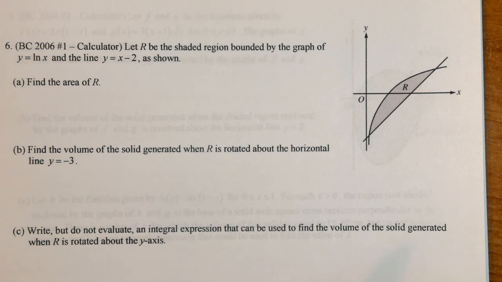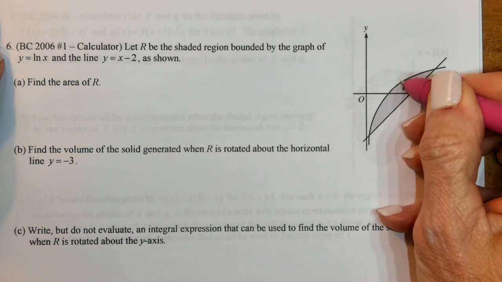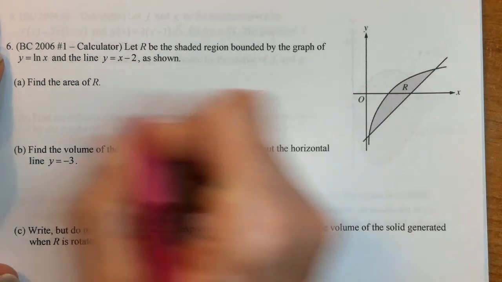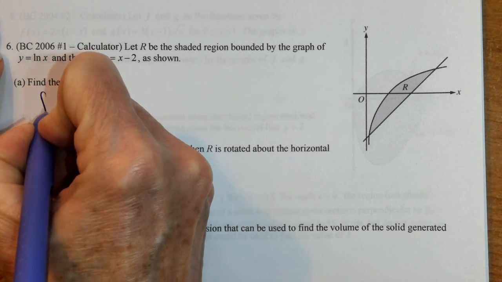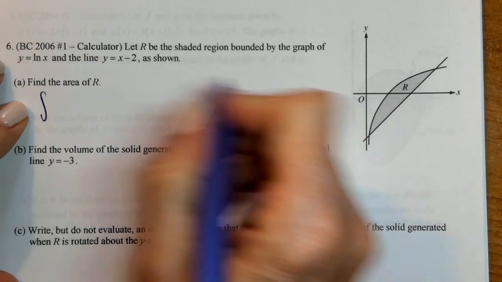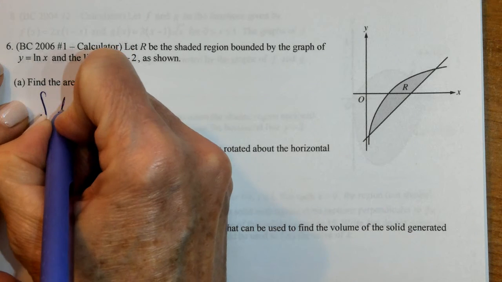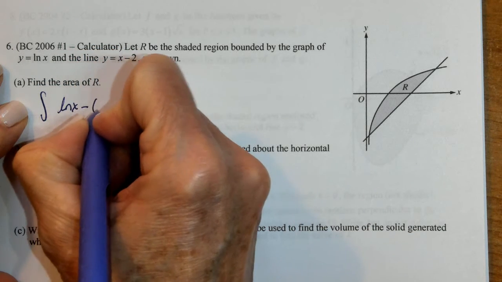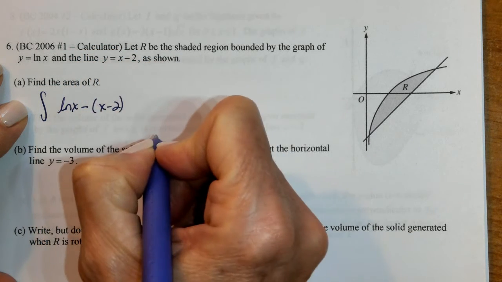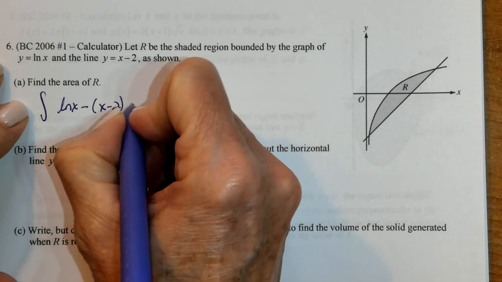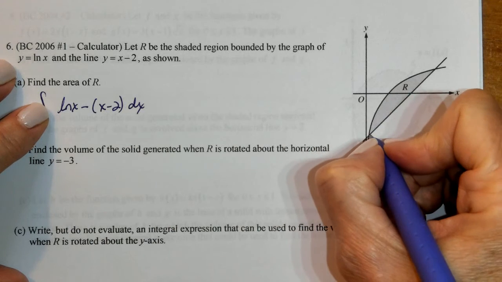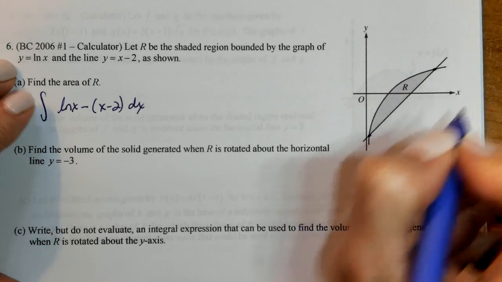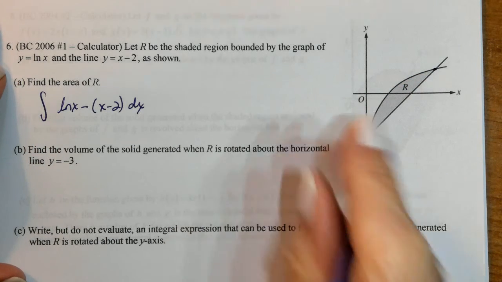First of all, we want to find the area of R. So area is always the top minus the bottom. So I know this is going to be the integral of the top curve minus the bottom curve. The top curve is natural log x. The bottom curve is x minus 2. Be sure you use parentheses around the x minus 2. dx. Now all we need is our boundaries. Our boundaries are not given to us, so we need to go find them.